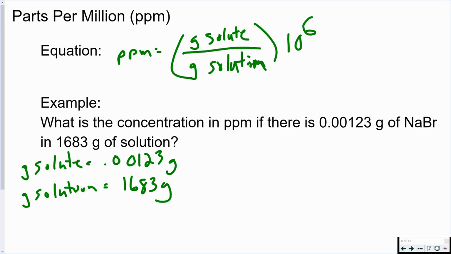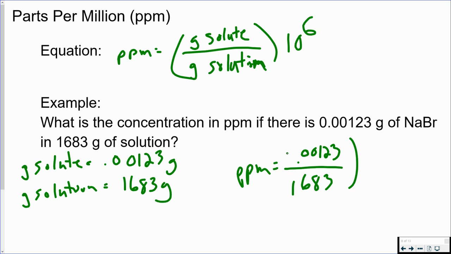So we're calculating for parts per million. So we're just going to use that equation right at the top. So parts per million is going to be equal to 0.00123 divided by 1683 times 10 to the 6th. So when you plug that into your calculator, you're going to have 0.00123 divided by 1683. And then we're going to move the decimal to the right 6 times.